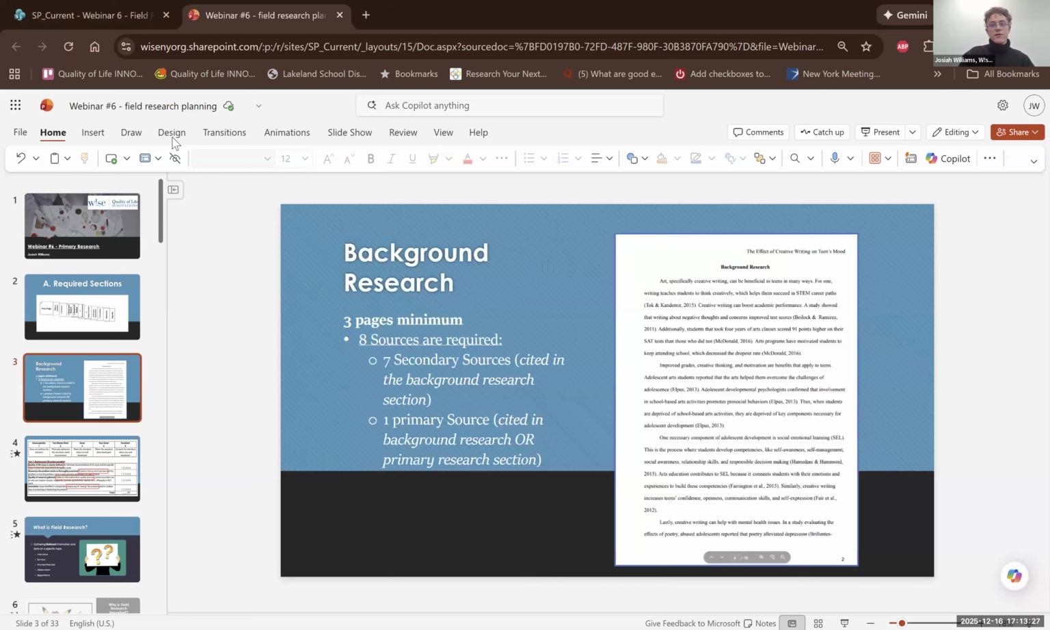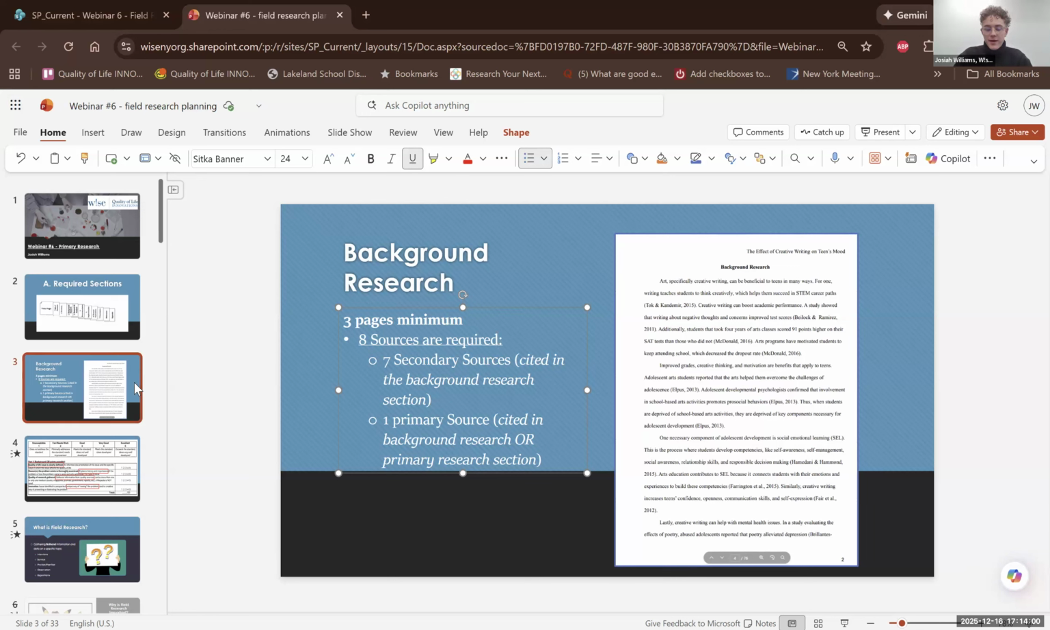And so that's just kind of an overview of everything. And then honing in specifically on the background research section. Again, this is like your lit review, just setting up the argument for why your topic is a quality of life issue. Like I said, it has to be 3 pages minimum, and we have 8 required sources. So, very applicable question: seven secondary sources, and then one primary source. And that could be cited here or it could be cited in your research section of the proposal.